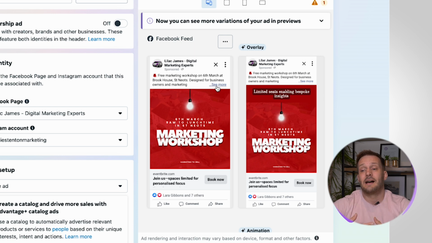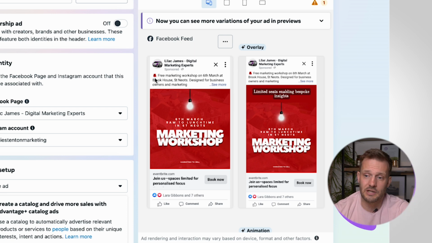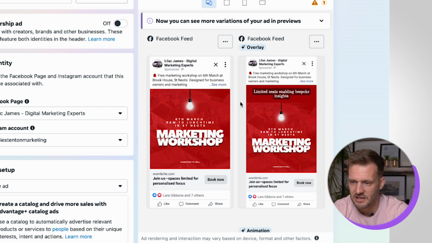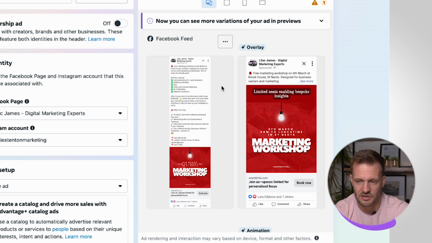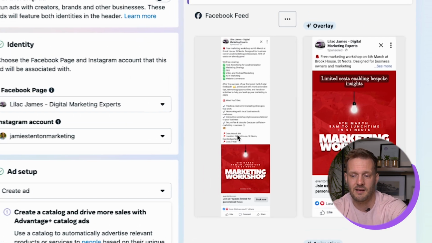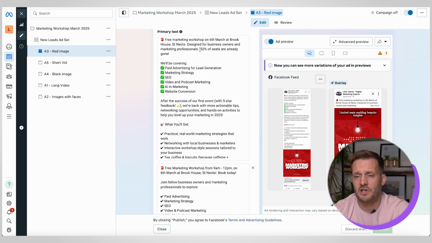of the United Kingdom. And we've simply gone with the little emergency emoji. Free marketing workshop on the 6th of March at Brookhouse in St Neots, designed for business owners and marketing, and then see more. And then when they click, they can see a great deal more of the copy there. So designed for business owners and marketing professionals, 50% of seats are already gone.